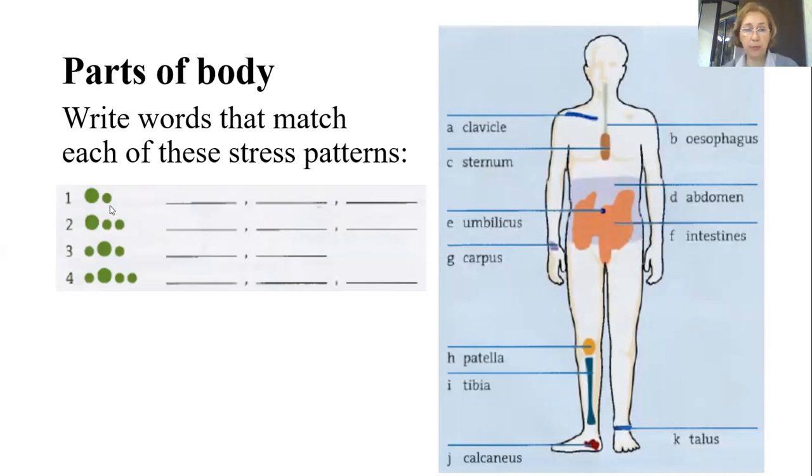So can you think of any words that belong to group 1? Sternum. Sternum, yes. Pelvis. Okay, so sternum, the stress is on the first syllable, and it has 2 syllables, right? So please do it individually, just 2 minutes for you to complete this chart. Take notes, please. Write all these words in 4 groups.